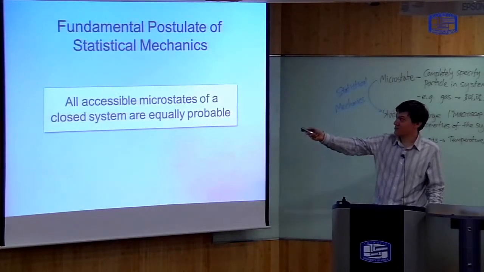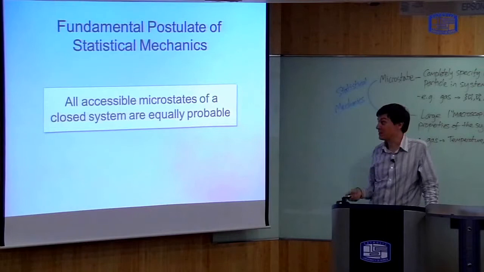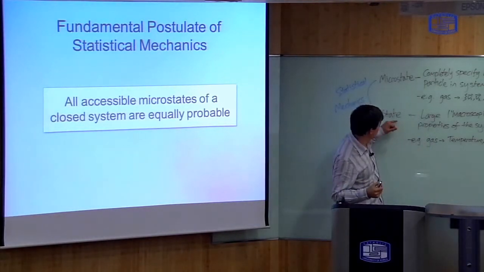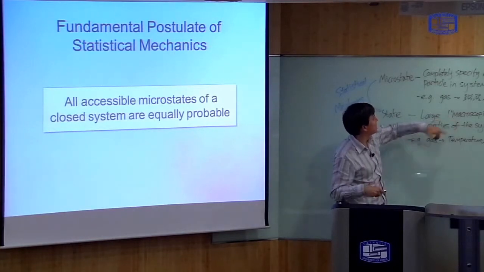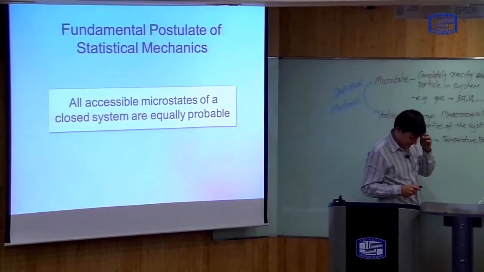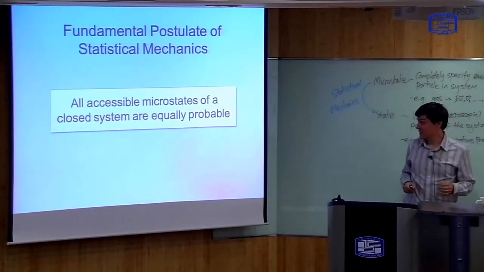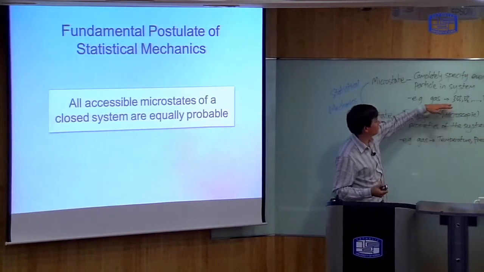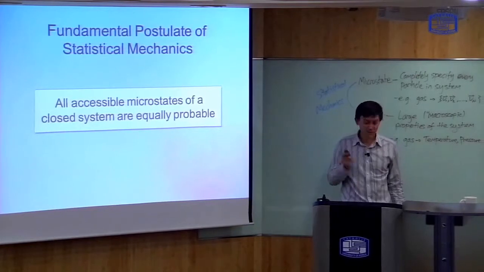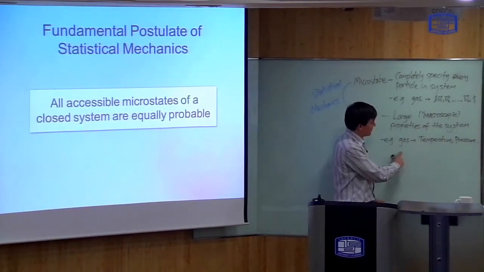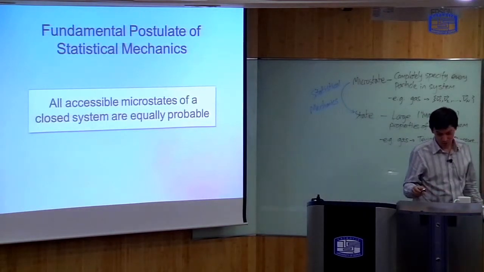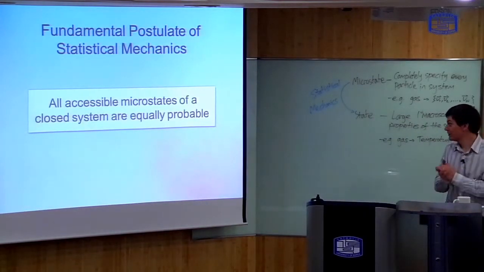Now this, as you can probably guess from the name, is called the fundamental postulate. This is the most important idea in order to be able to derive the large-scale properties of a system from its microstate. So what we're going to do for the rest of this class is look at some simple examples of systems where we characterize the full microstate and then use this fundamental postulate to show what the large-scale properties may look like. This is the goal of the rest of the course from now on.